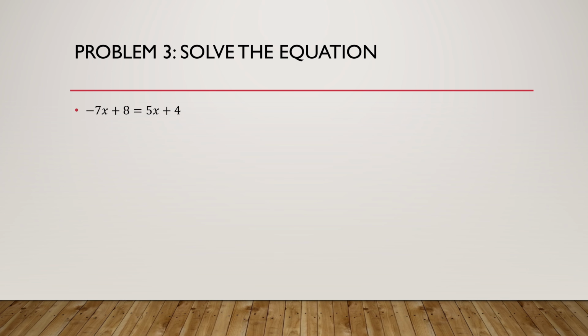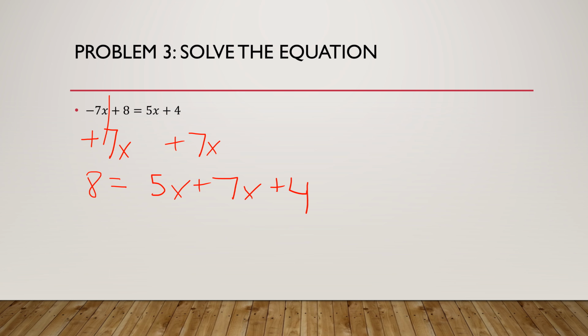So we're going to add 7x. That's going to cancel out. So we're going to have 8 equals 5x plus 7x plus 4. All right, now let's get the 4 on the other side of the equal sign. So let's subtract 4, and we're going to subtract 4 here. So the 4 cancels out. And then we have 8 minus 4 equals 5x plus 7x.